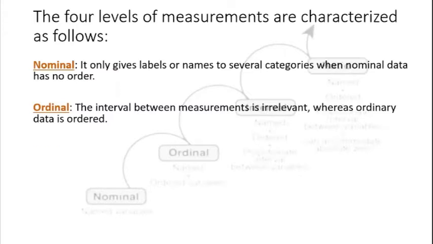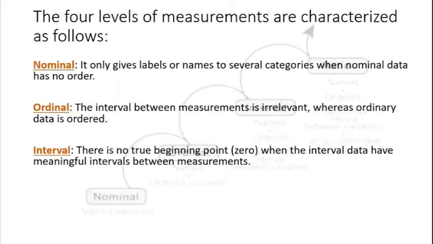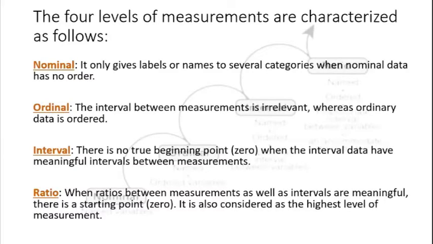And we have here the third, the interval scale. In here, there is no true beginning point or zero point, though interval data have meaningful intervals between measurements. And the last one would be the ratio scale. When ratios between measurements as well as intervals are meaningful, there is a starting point or zero point. It is also considered as the highest level of measurement. As you can see here at the background, ratio is on top of the staircase.